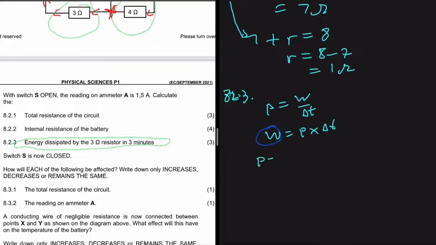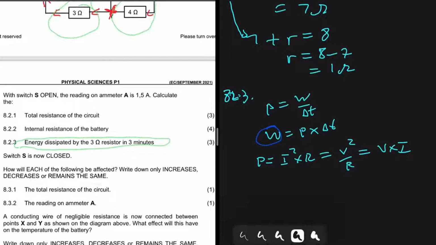The power equals I squared multiplied by R. The power equals V squared divided by R. The power equals V multiplied by I. So depending on the variables you have, you use one of these equations to find the power. Clearly, for the 3 ohm resistor, we have the resistance, which is 3 ohm, and then we have the current. From the current we can calculate the voltage and then use the other equations, but there's no need.